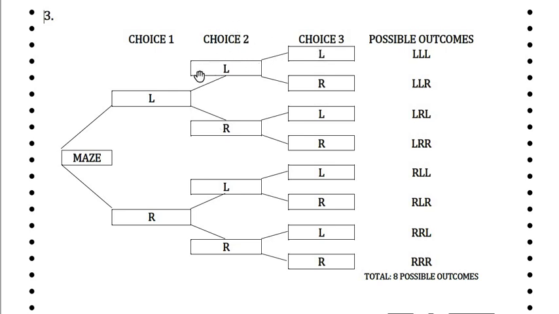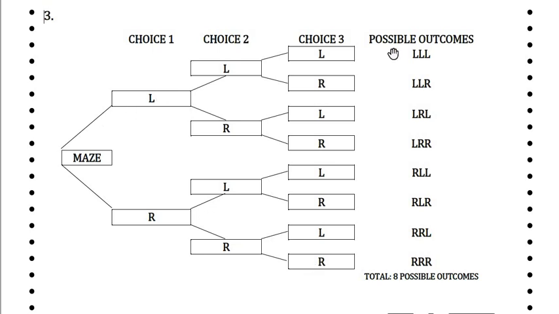Then your third choice is if you turn left and turn left again, then your third choice would be, from those 2 turns, you can turn left or right. If you turn left first, then right, then you can turn left and right, and so on and so forth.